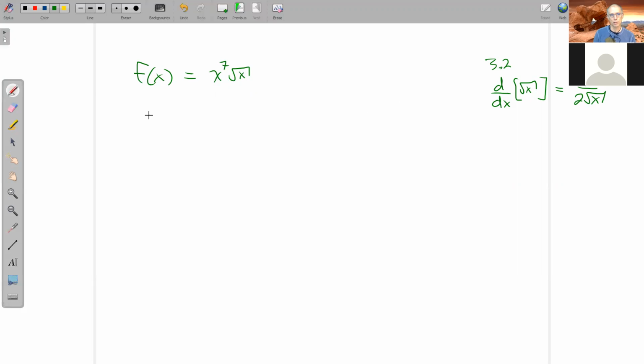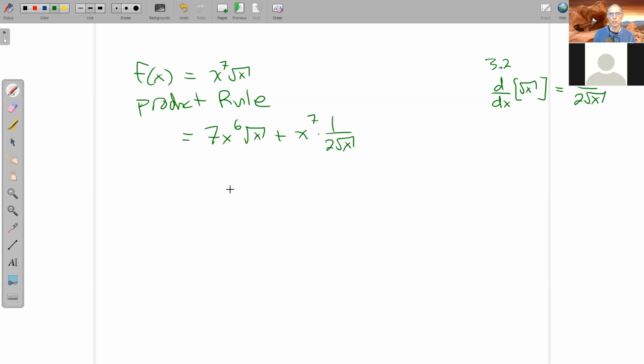Product rule says take the derivative of the first function, so that would be 7x to the 6th, leave the second function alone. Product rule adds, not subtracts, and then leave the first function alone, take the derivative of the second function, which I have over there, so that would be 1 over 2 square root of x. And although some of the homework problems accept this unsimplified version, I expect you to simplify this. So let's go for it.